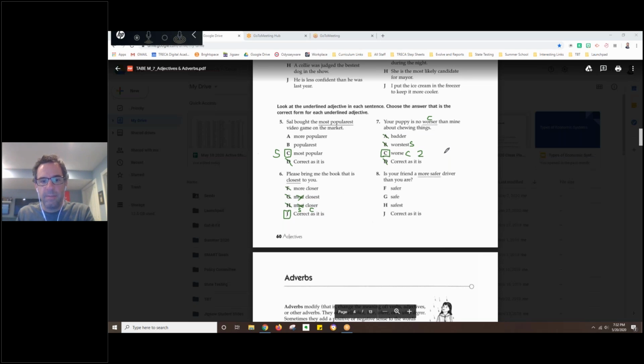Last one, letter 8. Is your friend a more safer driver than you are? Again, I can tell right away it's not correct. You can't be more safer than somebody. You can be safer, but not more safer. So is your friend a safer driver? That sounds right. Let's look at G. Is your friend a safe driver than you are?